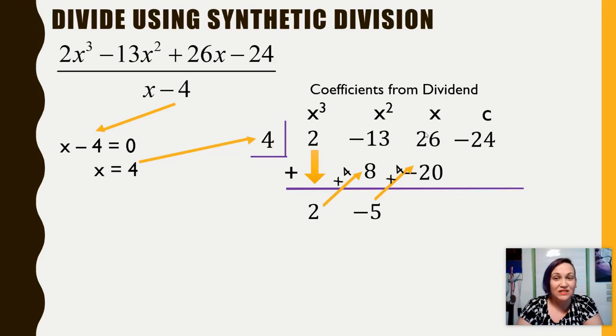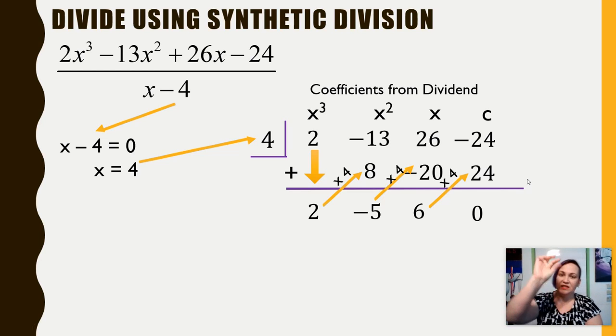Next, we do 26 plus the -20, which is technically minus, right? And we get 6. Then we do 6 times the 4 from the box, and 6 times 4 is 24. And then finally, we add -24 plus 24, and we get 0. And that's it. We're done. We're ready to write our final answer right now. So again, we're just zigzagging through, and our final answer is below that line.